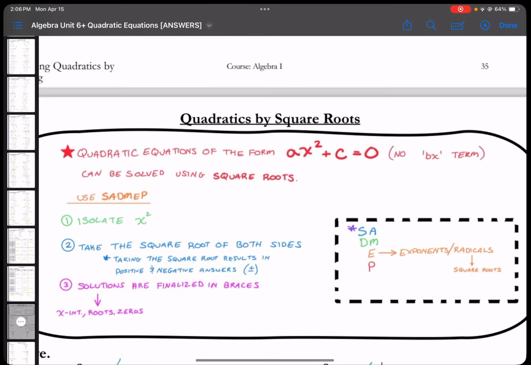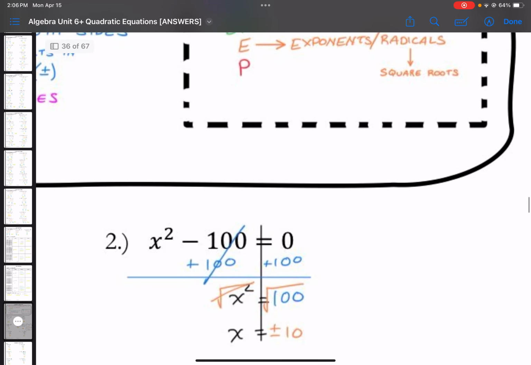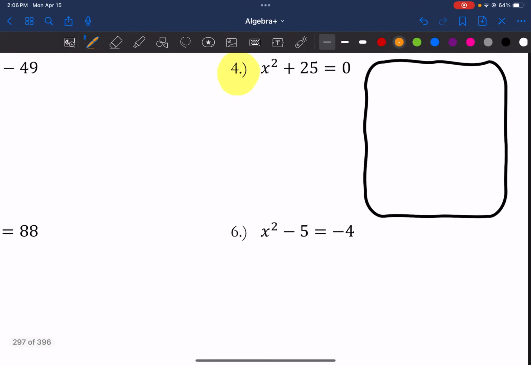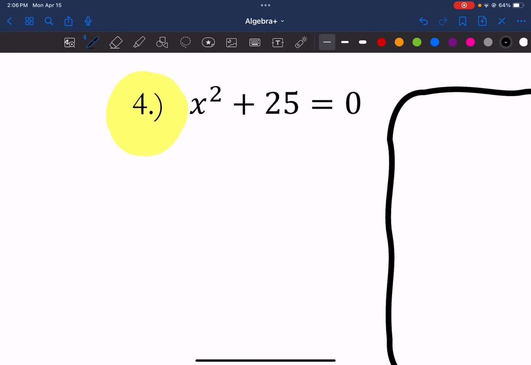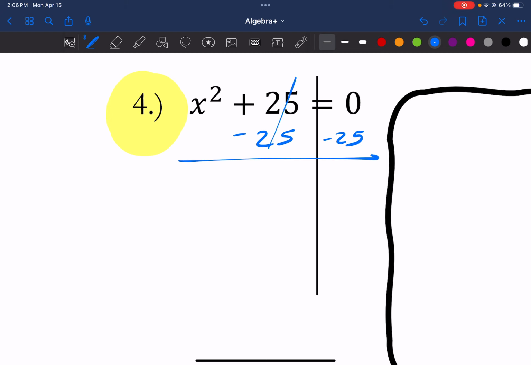Now that you solved number 2, I'm going to show you the answer. So you get a positive negative 10. Let's go ahead and try number 4 together. So number 4, as before, we're going to draw a line. I'm going to subtract 25 from both sides. And so I'm going to get x squared equals a negative 25.